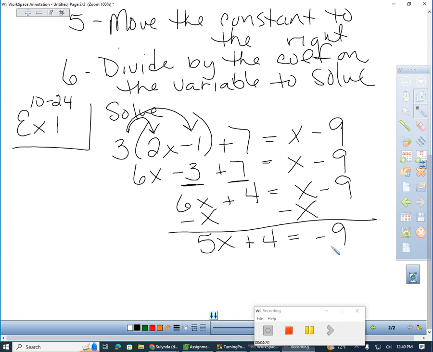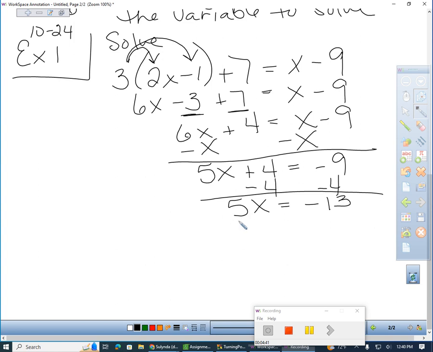Now I need to move the constant to the other side. So I need to move this positive 4. To move positive 4, I have to subtract 4 from both sides. So it leaves me with 5x equals negative 13. And then, last step, we divide by the coefficient on our x to solve. And we get x equals negative 13 over 5. And you leave it in that form. Okay? Is there any question?